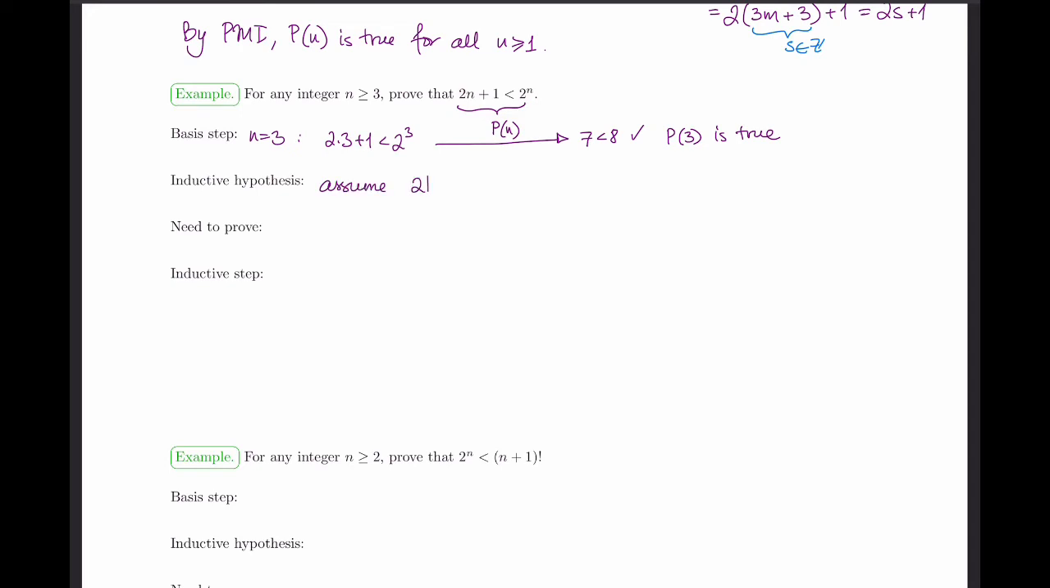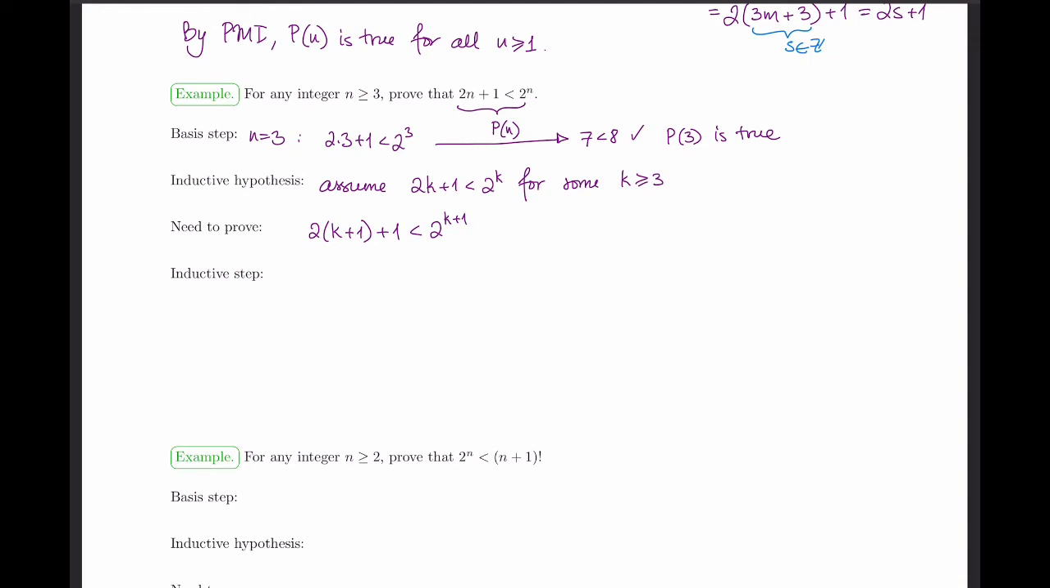So 2k plus 1 is less than 2 to power k for some k that's greater or equal than my base case, which is 3. And I'm going to need to prove that this is true when n is replaced by k plus 1. So let's do a careful plugging in here. I have to prove that 2(k plus 1) plus 1 is less than 2 to power k plus 1.